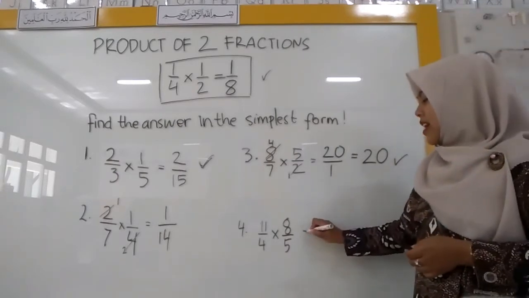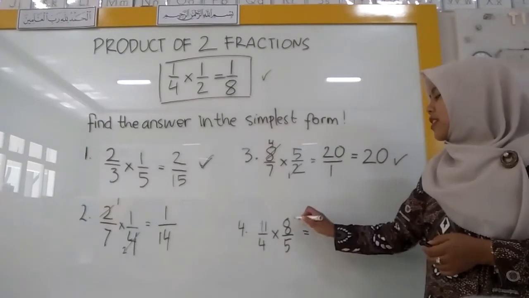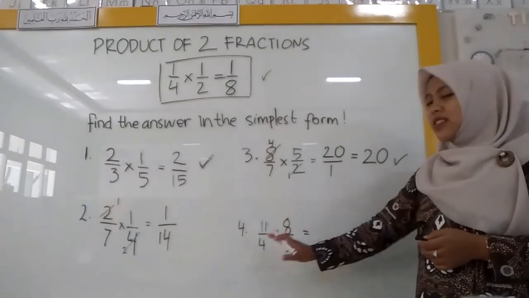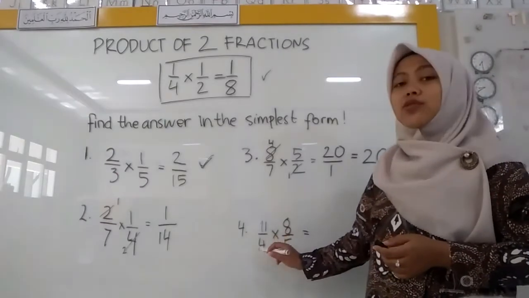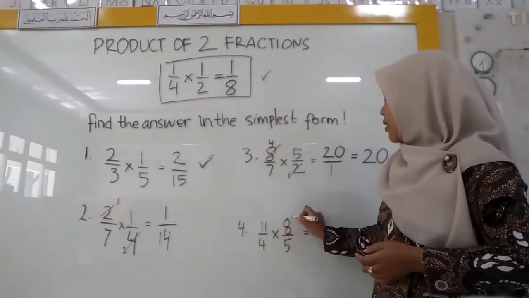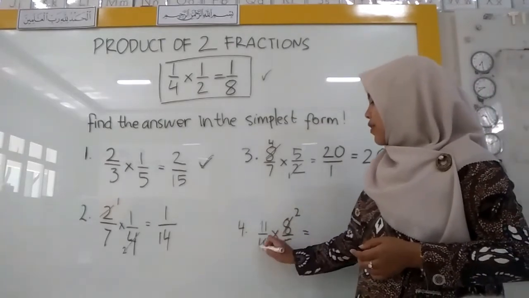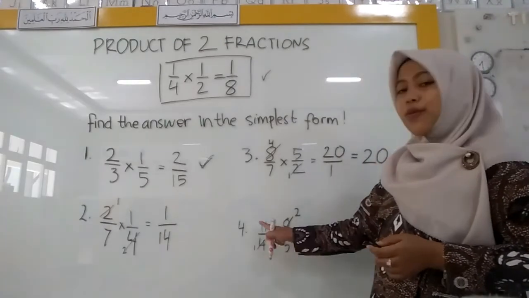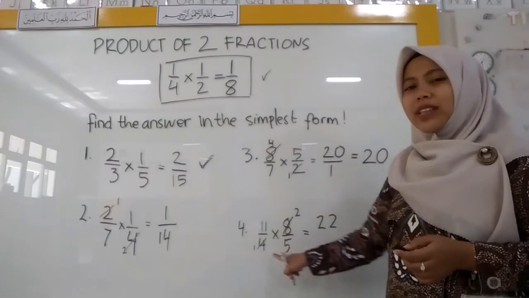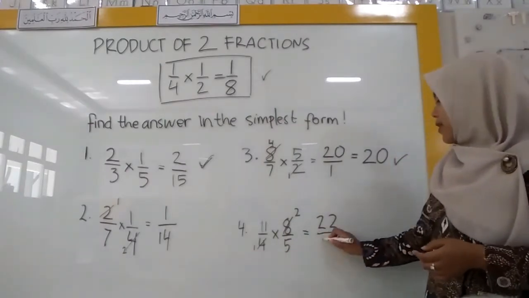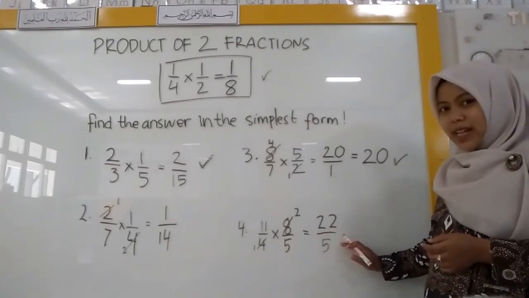Now if we have this one, 11/4 times 8/5. Let's cross 8 and 4 because they have the same factor. We can divide 8 by 4 and we can also divide 4 by 4. So 8 divided by 4 is 2, and 4 divided by 4 is 1. So now we have 11 times 2 is 22, 1 times 5 is 5. So now we have 22 over 5, what is that?